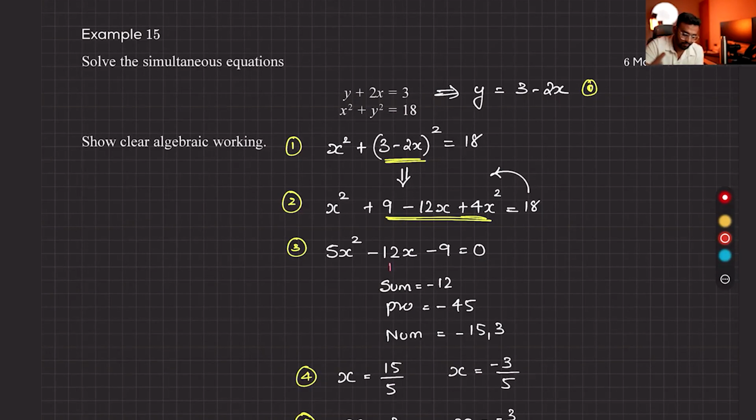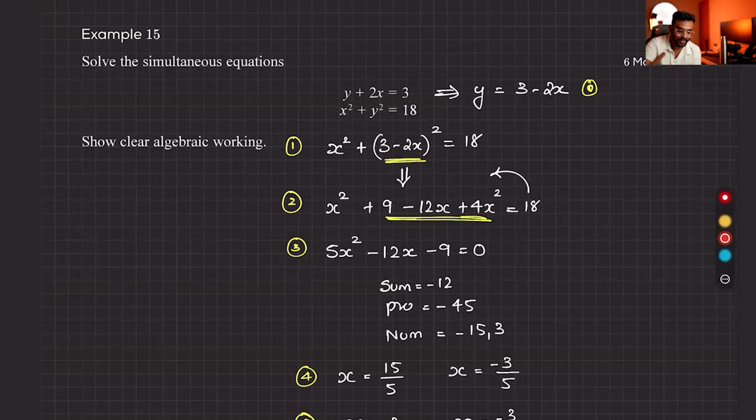Okay, so minus 12, that's the sum, and the product is this number multiplied with that number, minus 45, and the numbers are minus 15 and 3. Okay, if you add them up, you get minus 12. If you multiply them, you get minus 45.